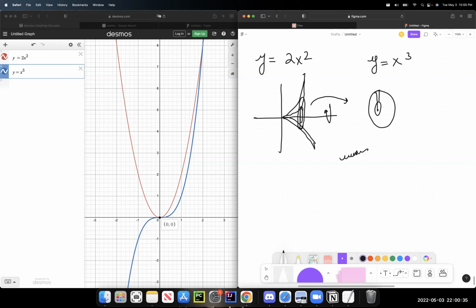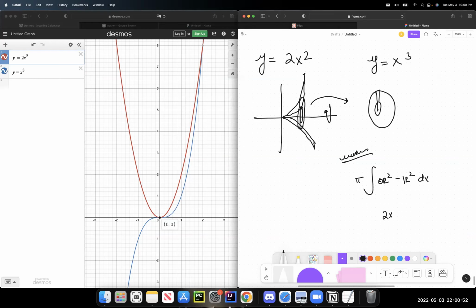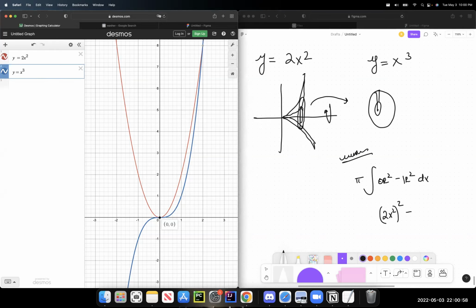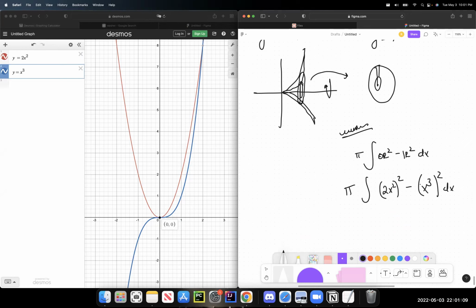So for the washer, as I said before, it's pi outer squared minus inner squared dx. And so the outer is usually governed by the top function, which in this case is actually 2x squared, as it turns out. So it's going to be 2x squared minus the inner function, right, which is this guy down here, which is cubic. So it's x cubed squared, and you're doing pi, and then you're doing dx. So what happens here is you have pi, and then 2x to the fourth minus x to the sixth dx.